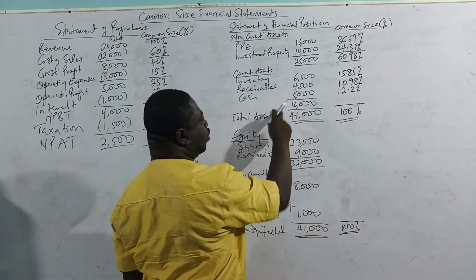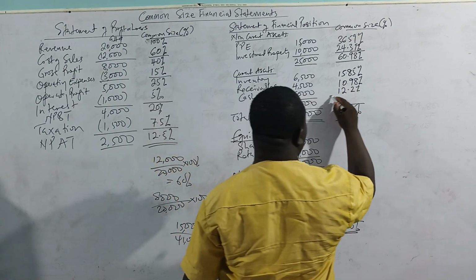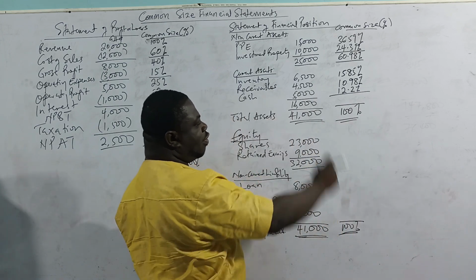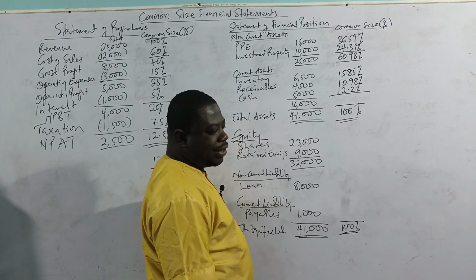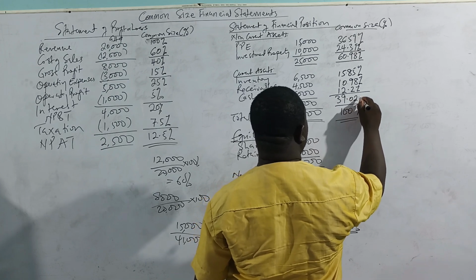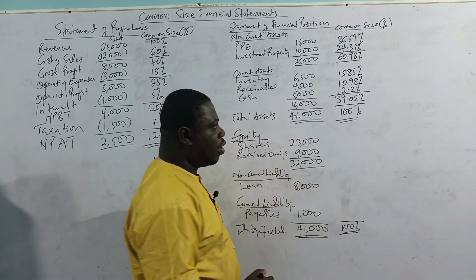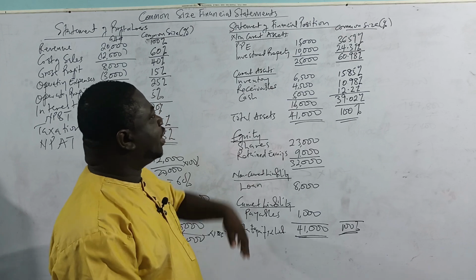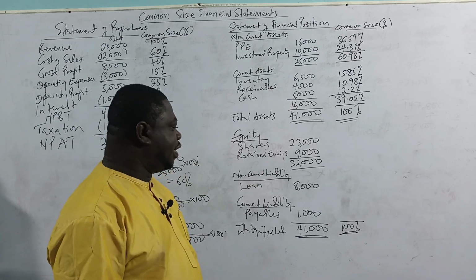And then we look at total non-current assets. So I can rule a line here. 16,000 over 41,000 times 100. That gives us 39.02%. Okay, so we have calculated for the assets. Now let's move to the equity and liabilities.